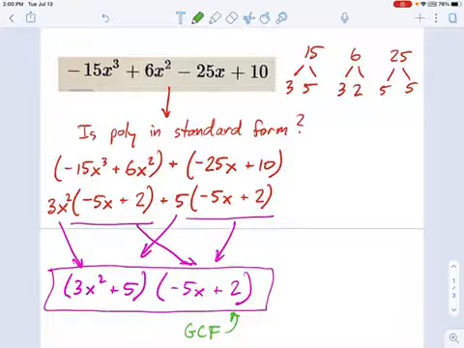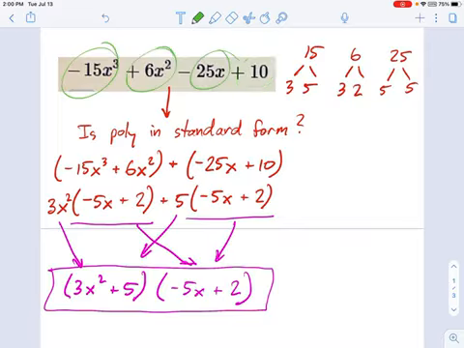It's hard to see binomial GCFs. So I don't really spend a whole lot of time worrying about it. If you have a polynomial with 4 terms, like we have here, 1, 2, 3, 4, those are typically situations where you can find factoring by grouping to be a useful technique.